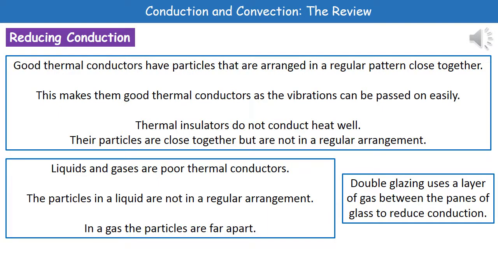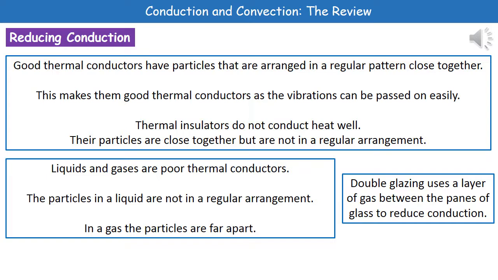If we consider reducing conduction, the first thing we need to understand is what makes a good thermal conductor. The property we're really looking at is that they have particles arranged in a lovely regular pattern, very close together. That means it's very easy for the vibrations to be passed from one particle to the next. If we consider a thermal insulator, these are the ones that don't conduct heat well. Their particles are close together, but they're not in this regular arrangement. Therefore, it makes it harder to pass those vibrations from one particle to the next.